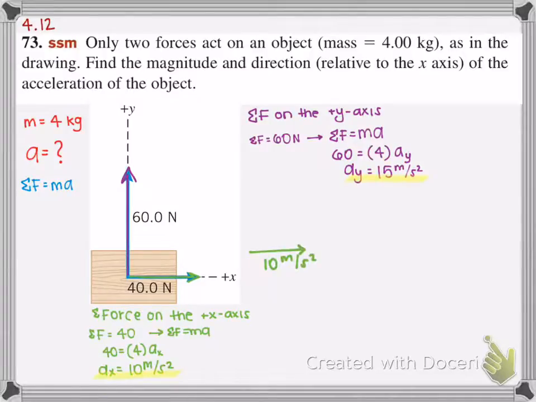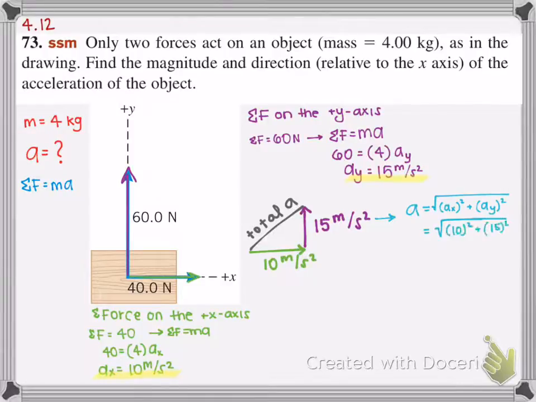Now that we have both accelerations, we know that there's 10 meters per second squared going towards the positive x-axis, and 15 meters per second squared going on the positive y-axis. In order to find the total acceleration, we use the Pythagorean theorem. By plugging in our values, we get that the total acceleration is 18 meters per second squared.